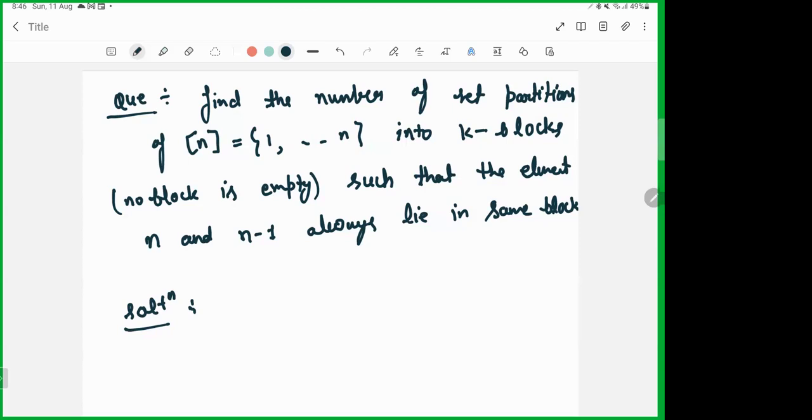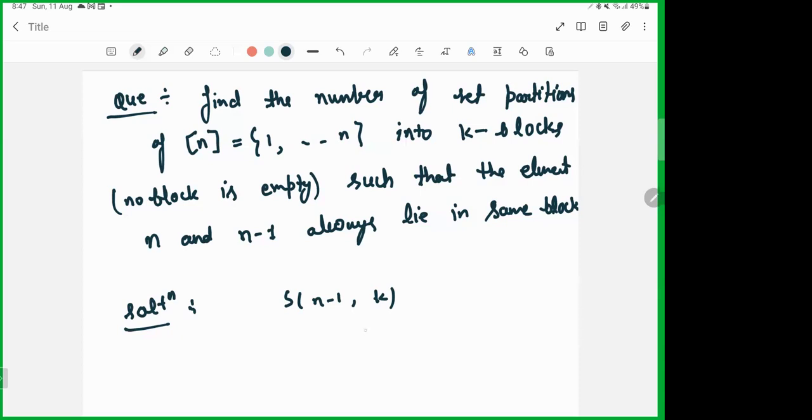The idea should be correct. You are saying that n and n minus 1 are together, so this is the same as making k blocks of an n minus 1 cardinality set. N minus 1, k blocks.